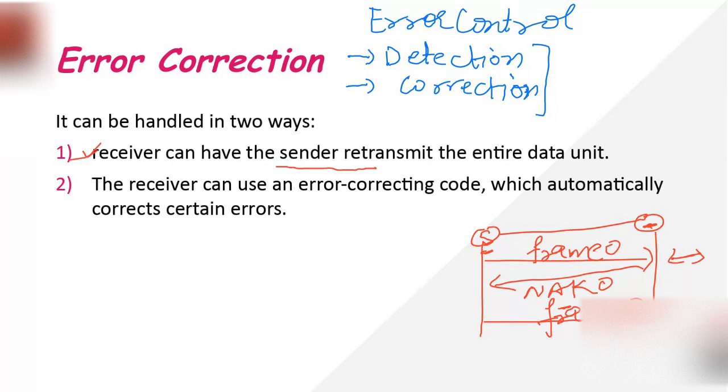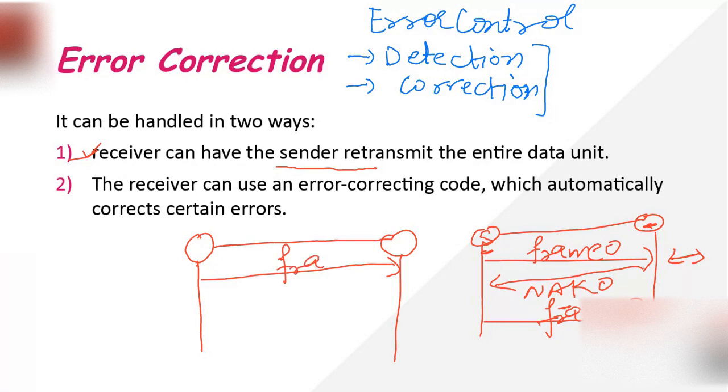The second solution that we have got is that in case there is some problem with frame number 0, first of all you need to detect which type of problem it is, right? So first you will be detecting it. If you are able to detect it properly, then you will see whether correcting that error will be easier for you or not. If on your own you can correct the errors, then you can apply the second method. The receiver can use an error correcting code which automatically will correct the errors. So we do have the two methods available.